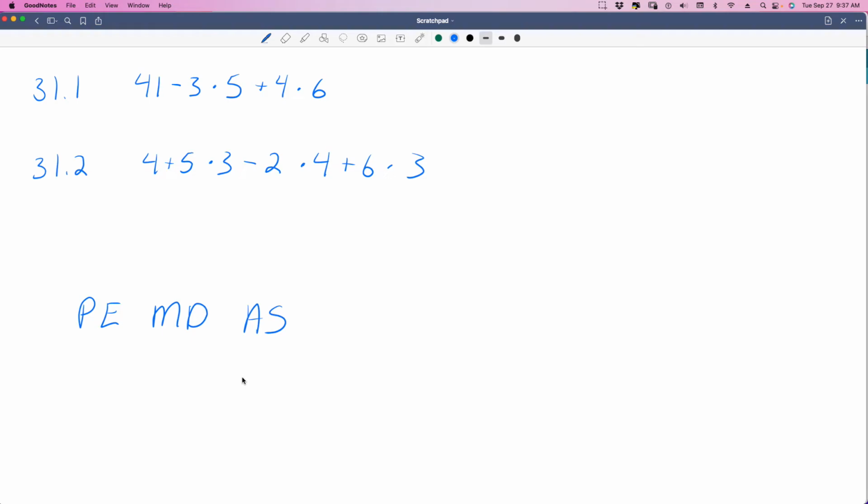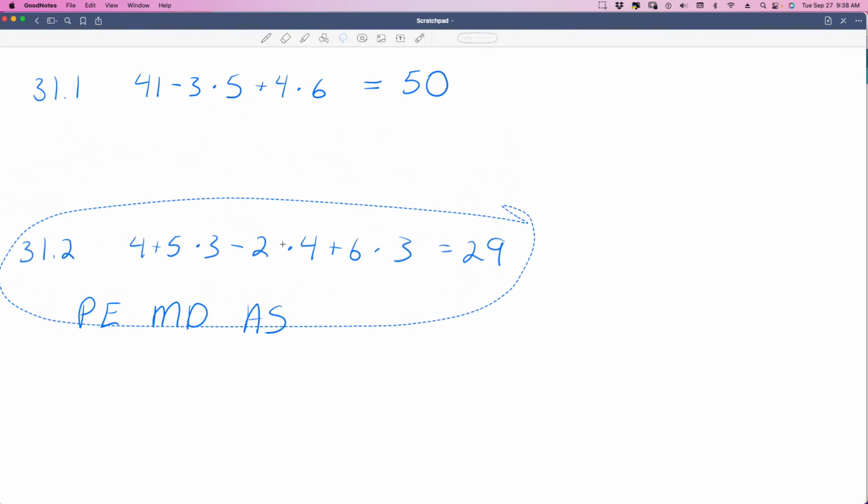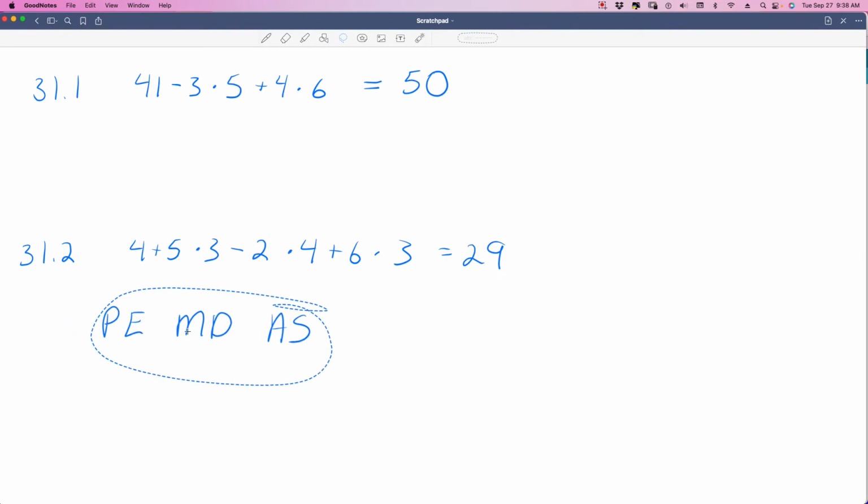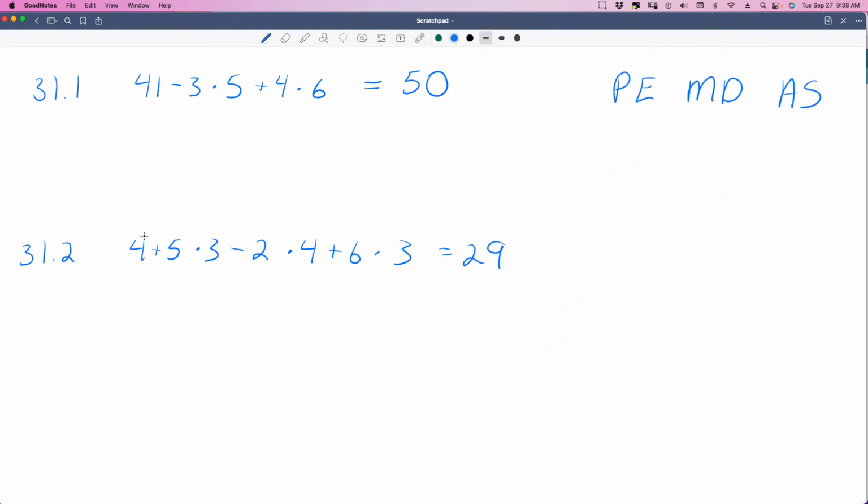Okay, I'm going to assume that you paused and solved these problems. So the answer to 31.1, if you got 50, then you are correct. For 31.2, if you got 29, then you are correct. So let's figure out why that is. I'm going to move this one down a little bit and give us some more room. Move it here. And I'm going to move this over here, just so we can see what we're doing.